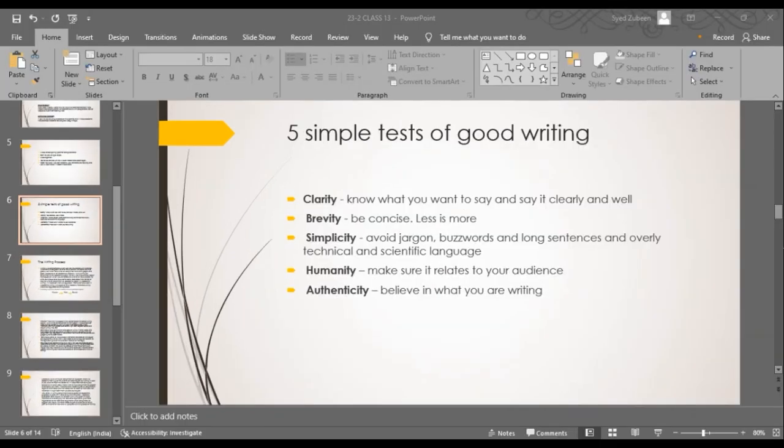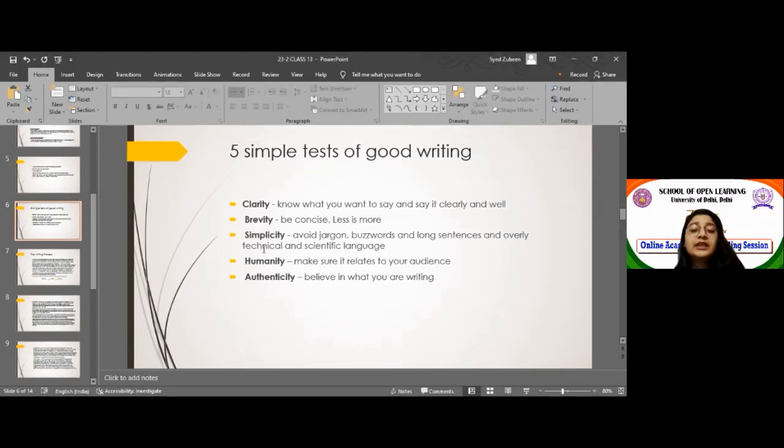All right. Then we have brevity. Be concise, less is more, right? जो भी आपको लिखना है कम से कम वर्ड्स में लिखिए, कम से कम शब्द यूज करिए कि समझा जा सके, and you do not sway or waver from the path that you are on, right? Then simplicity. Avoid jargon, buzzwords, and long sentences and overly technical and scientific language. So whenever you're writing, try to use words that make sense and the other person can understand.